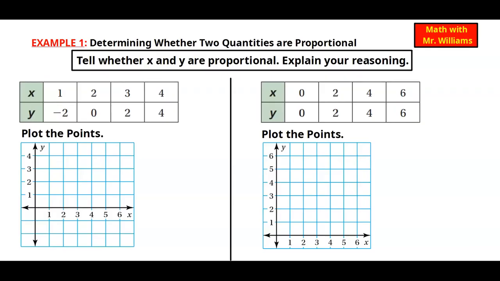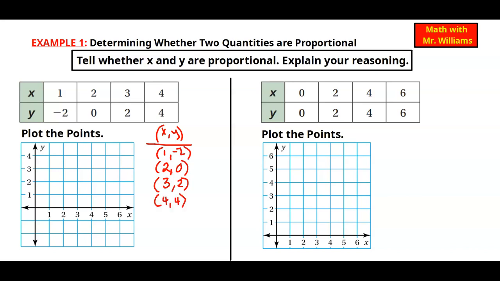Mr. Williams. Example 1. Determining whether two quantities are proportional. Tell whether x and y are proportional and explain your reasoning. So let's go ahead and start off by making a quick table of ordered pairs. So we know it's an xy format. So the first one would be 1, negative 2, then 2, 0, then 3, 2, then 4, 4.